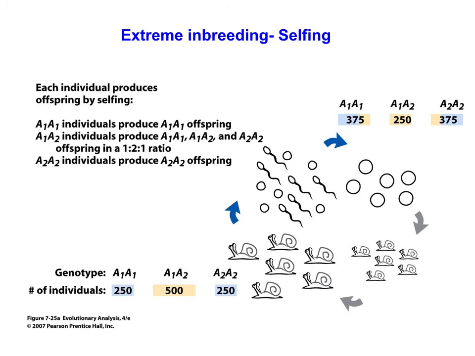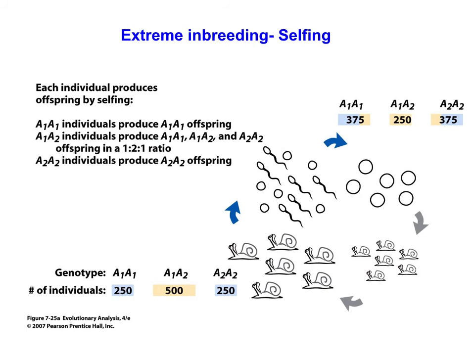You've also gained in your A1 homozygous individuals and your A2 homozygous individuals by adding 125 individuals to the 250. That's where you come up with the 375, because the 125 is a quarter of the 500 heterozygous individuals selfing. And so what you see is, if you look at the allele frequencies in that first population, you still have an allele frequency.